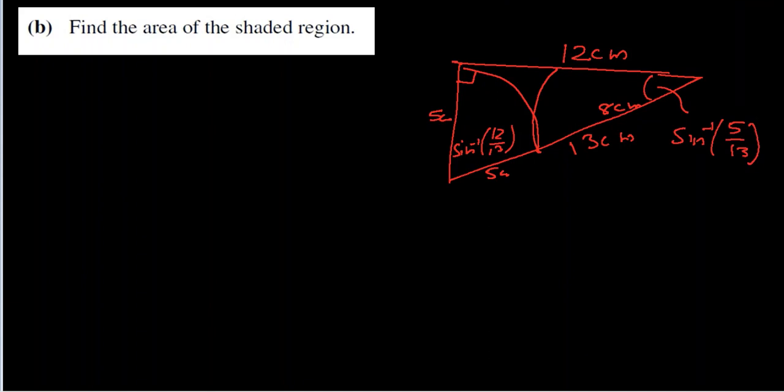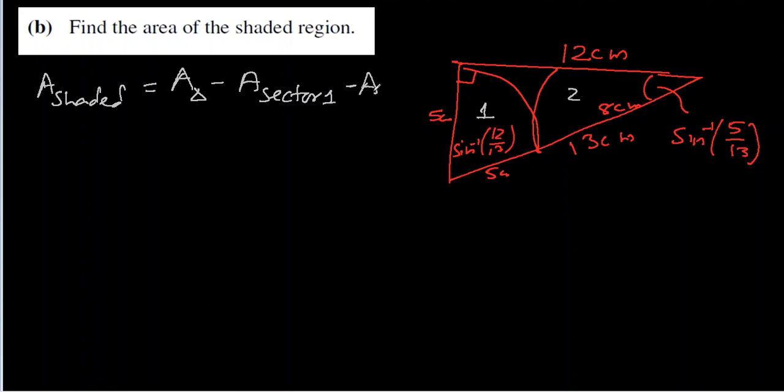So our area of the shaded region will be area of the triangle minus area of the sector 1. Let's call it sector 1. This is sector 2. Minus area of sector 2. Okay? So area of the triangle first. Area of the triangle is half base. Base is how much? 5. This is counted as base. What is height? 12.